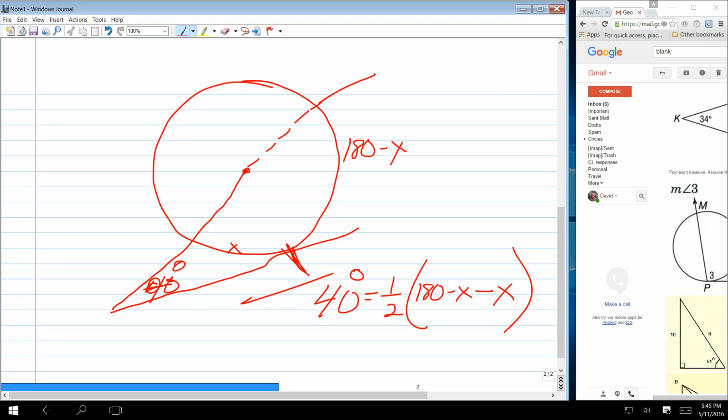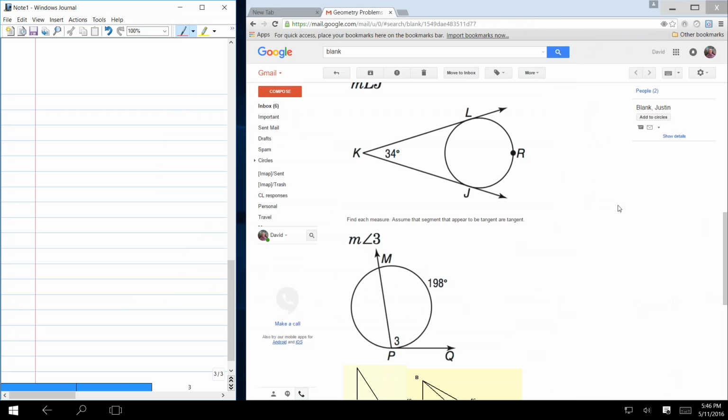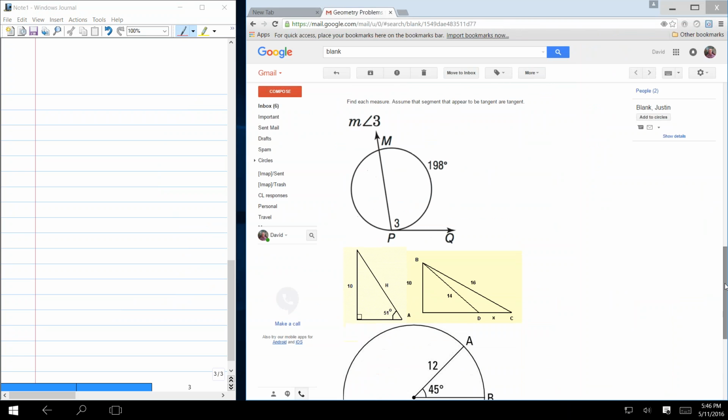All right. So let's look at more of your problems. I'm going over some of these rules because I know that you're going to be tested on them, on everything I just covered. Let's see what else. Find each measure. Okay, this is a little different, but not a lot.